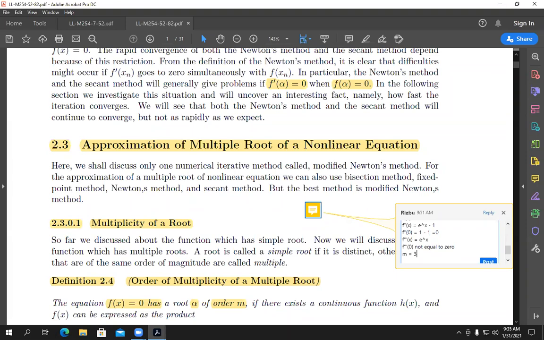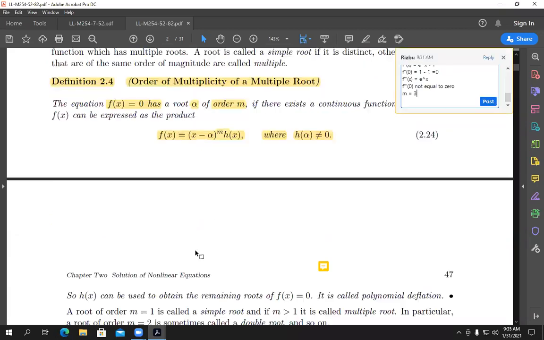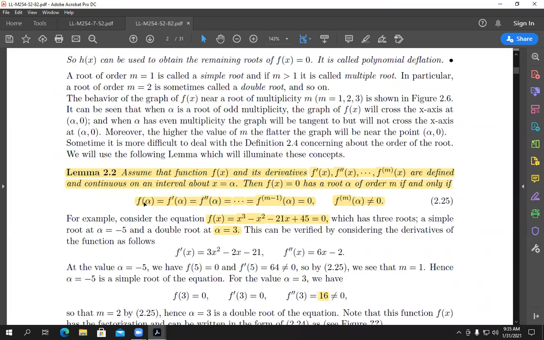So to find m, we have two rules. One is this one, factorization, which I told you is very, very difficult. But if you have a simple polynomial function, you can use factorization. But generally we use this Lemma 2.2 to find the value of m. And what is that one? If we say the order is m, it means its m-th derivative should not be equal to 0, but before that f dash, f double dash, f triple dash, up to the (m minus 1)-th derivative should be equal to 0.